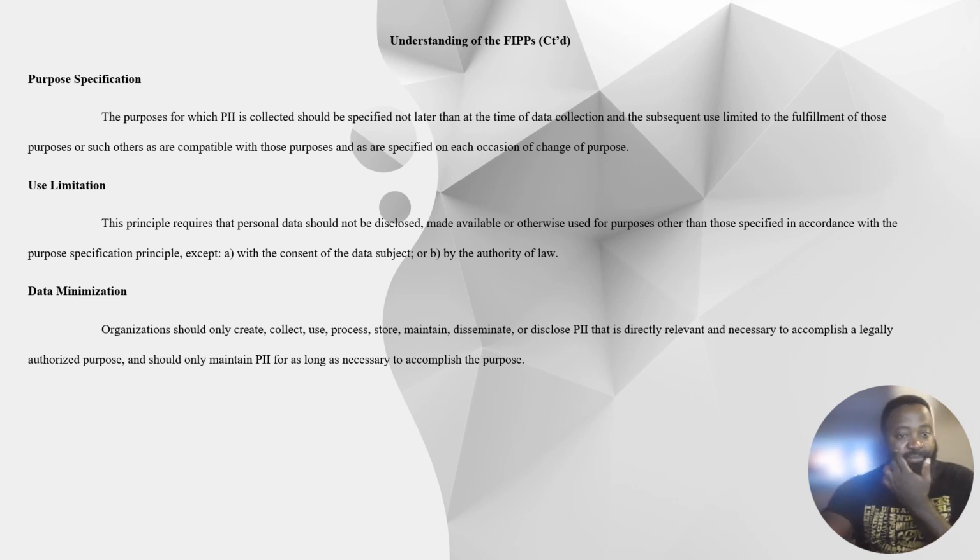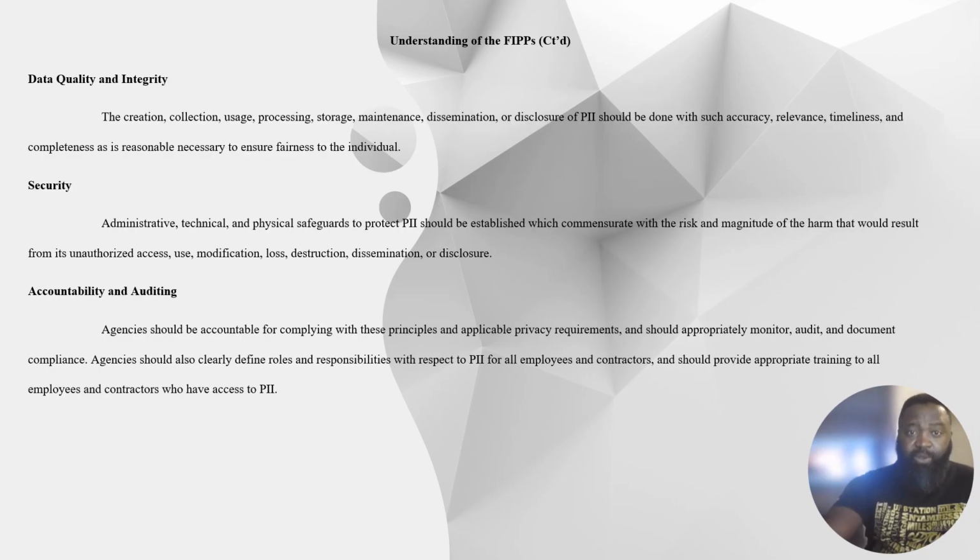So the next principle is data minimization. Organizations should only create, collect, use, process, store, maintain, disseminate, or disclose PII that is directly relevant and necessary to accomplish a legally authorized purpose, and should only maintain PII for as long as necessary to accomplish the purpose. If you look at all of this, it's really drifting towards scope, right? Towards scope, what you can do with what, how you can do it, and what you should not do. So let's look at the next slide, which talks about understanding the FIPPs, so a continuation.